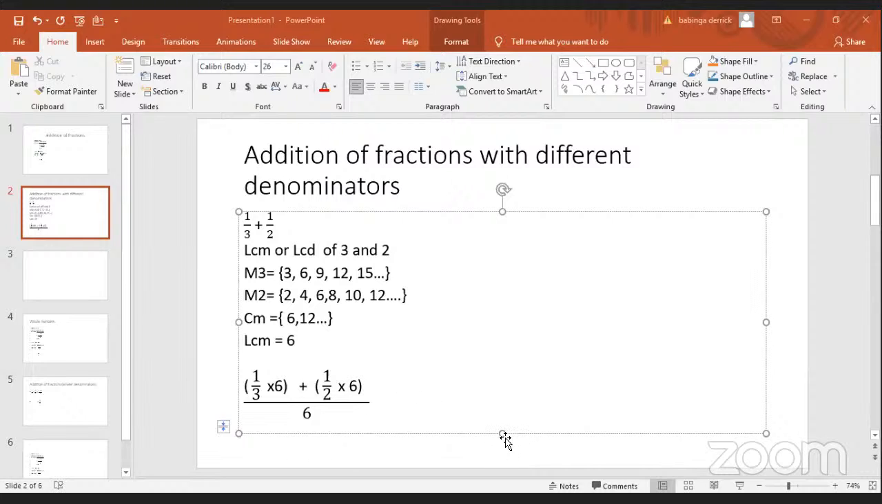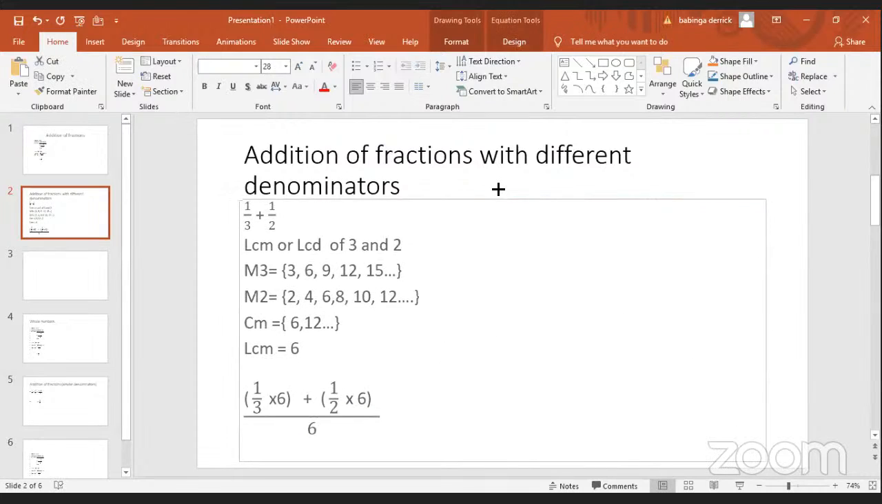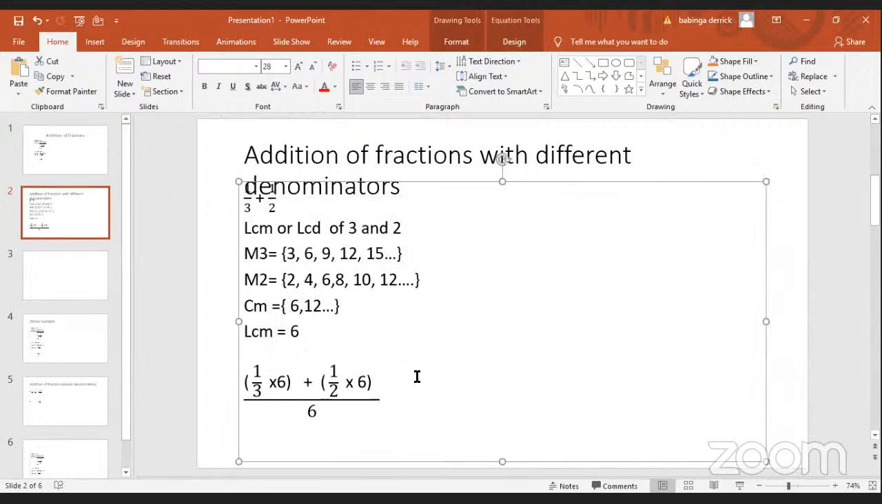So after getting that, now we shall come here and say, just wait a little bit. My slide is becoming smaller. So after doing that, we've agreed that 6 divided by 3, what do we get?